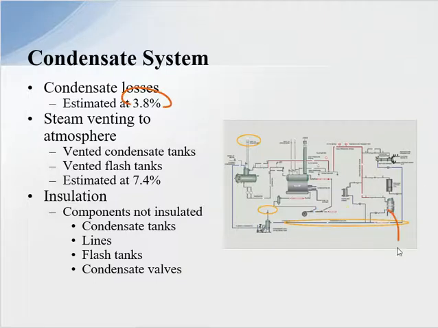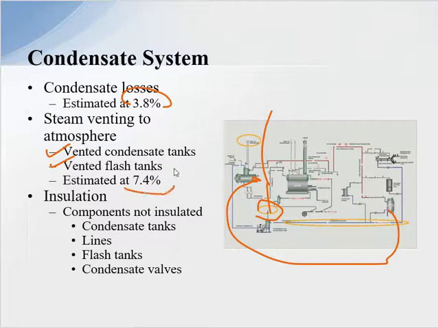The condensate system, the losses out there in the condensate system, we estimate them at 3.8%. Out here, people are not returning the condensate back to the boiler plant. And remember one thing, that the condensate contains 16% of your energy. Another one that's probably right behind the flue gases of the boiler is steam venting to atmosphere, coming off of vented condensate tanks, vented flash tanks. Located down here, this is a vented condensate tank, and just venting the steam to atmosphere. It's the size of the boiler or flue gases. It's the second largest energy loss that we have in the system.